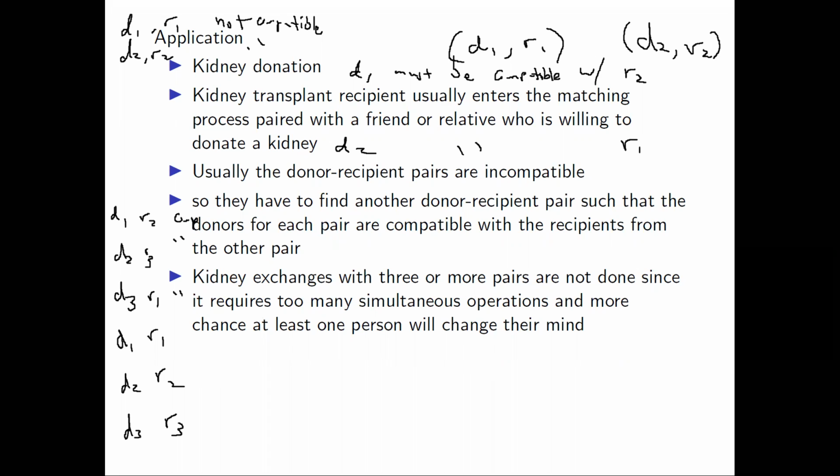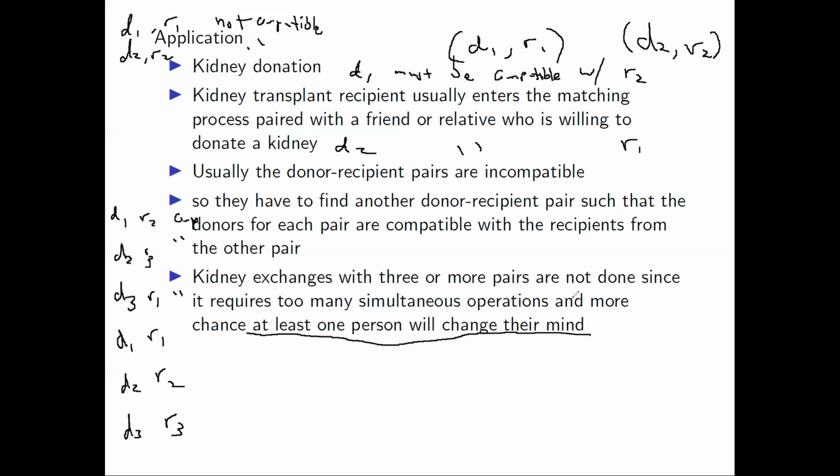So with the 2 pairs, you have 4 operations because there's 2 donors, 2 recipients, all the people are getting operations. With 3 or more pairs, you're increasing the number of operations, but also the big issue is that there's a higher chance at least one person is going to back out of it. Like they change their mind and not want to do it, and then that messes up everything. So this is why you don't want to have a lot of pairs, because if a single person backs out, then you have all these other people who it messes it up for.